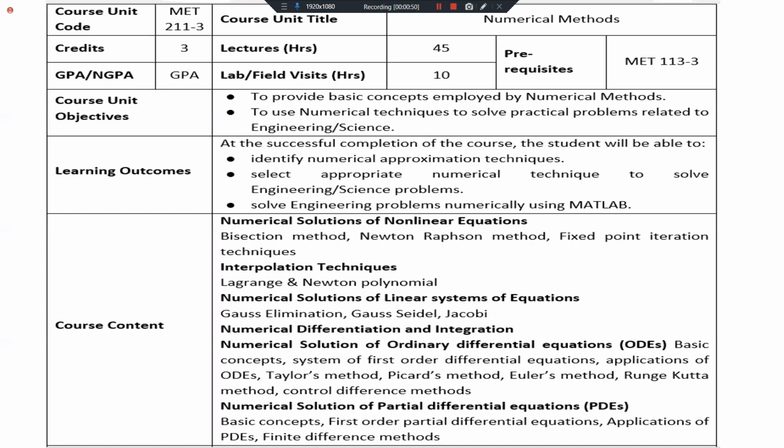In this course, in the end, you need MATLAB software. How can you manage that? Have you already downloaded MATLAB, or have you used that before this session?